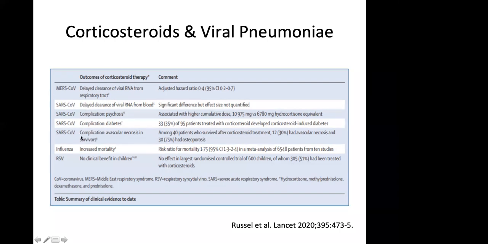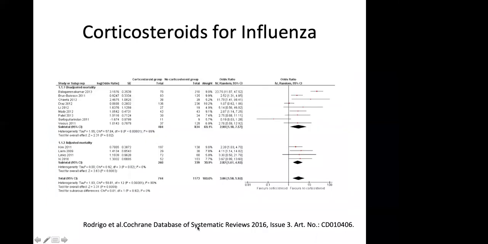Same thing for the SARS-CoV in different studies. Again, complications such as psychosis, diabetes, and AVN in survivors were reported, and there was delayed clearance of viral RNA from blood. No difference in mortality. Influenza studies were concerning for increased mortality, and with RSV in children, there was no benefit. And again, this was a meta-analysis looking at the use of steroids in influenza. Most of the results favored no steroids.